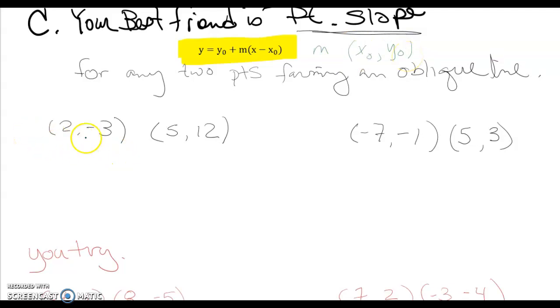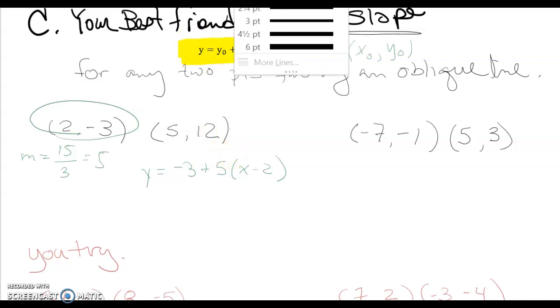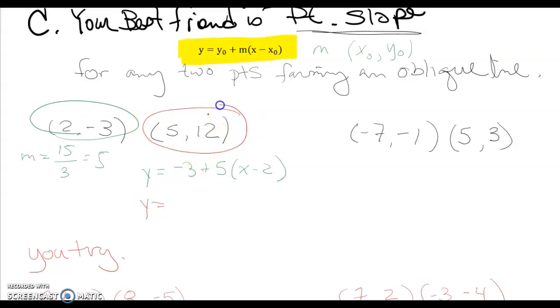So let's try this. Here, not horizontal, not vertical, no y-intercept. Let's find our slope and pick a point. So our slope is going to be up 15 and over 3. So our line can be written one of 2 ways. y equals -3, I'm going to use this point first, plus 5, x minus 2, or it can be written using this point, y equals 12, plus 5, same slope, x minus 5.